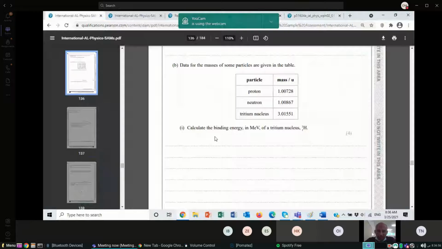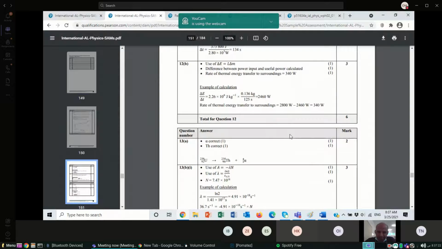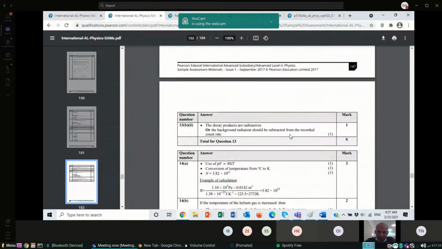So the binding energy of a tritium nucleus. You have to see that there are 2 neutrons and 1 proton, so 2 neutron masses plus 1 proton mass. Just add them up and subtract the mass of the nucleus. So mass of the nucleons minus mass of the nucleus. Because the mass of the nucleus is smaller than the mass of the nucleons, just subtract them and you will get the mass difference. Mass difference multiplied by 1u.